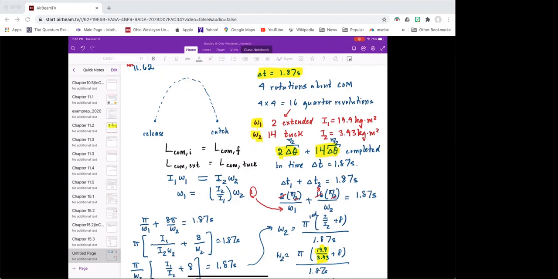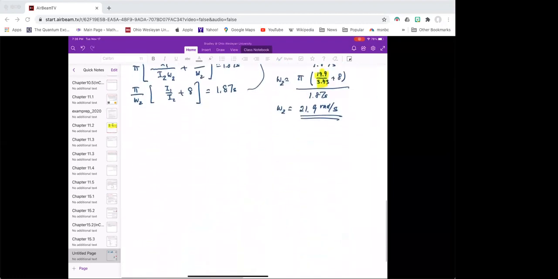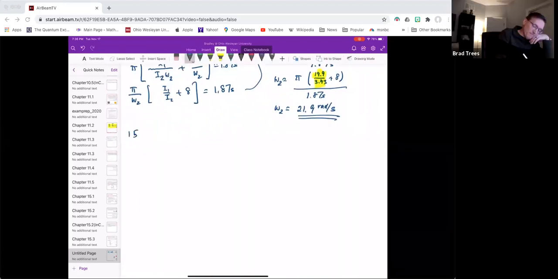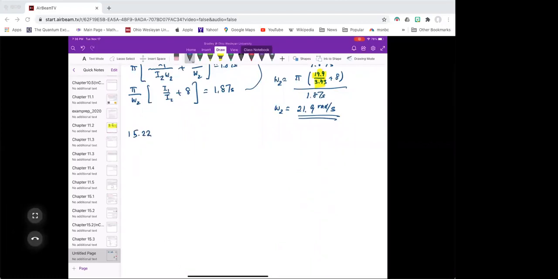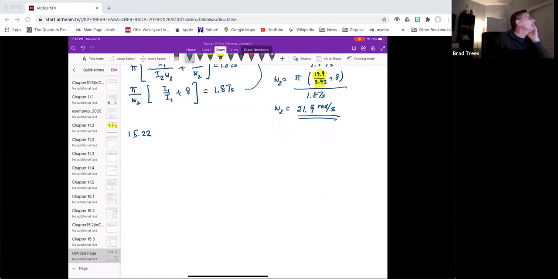Could we also go over chapter 15, problem 22? It's on our homework for this week. Okay. Let me look at that one. Okay, now we're into the chapter on oscillations. 15-22.